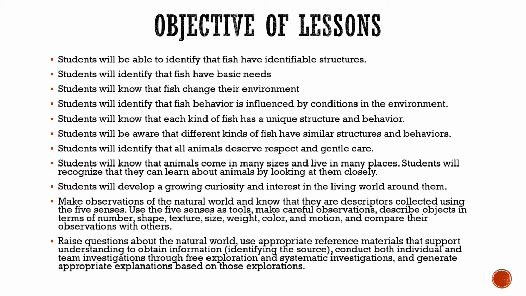Okay, so by the end of the week, our objectives for these lessons are that you'll be able to identify that fish have identifiable structures, that fish have basic needs, that fish can change their environment, and to identify fish behavior that is influenced by conditions in the environment. I want you to know that each kind of fish has a unique structure and behavior. I want you to be aware that different kinds of fish have similar structures and behaviors as well as different ones. Make sure that you're making observations of the natural world and know that there are descriptors collecting data using those 5 senses that you have. Use those 5 senses as tools, making those careful observations.